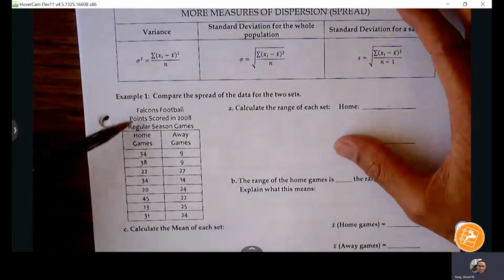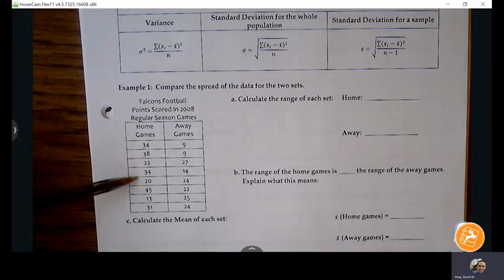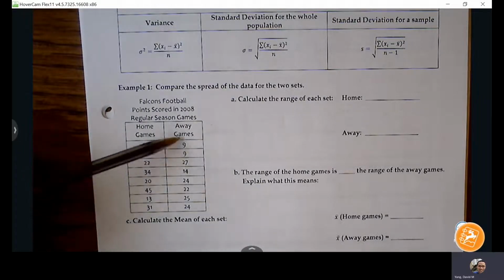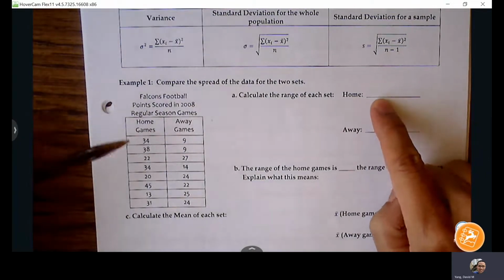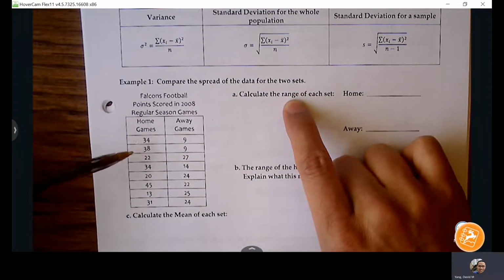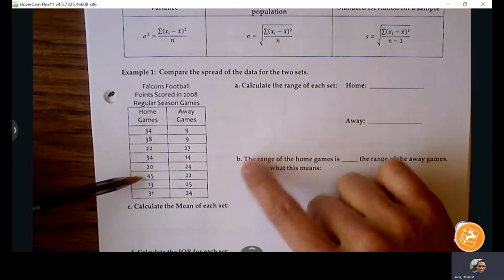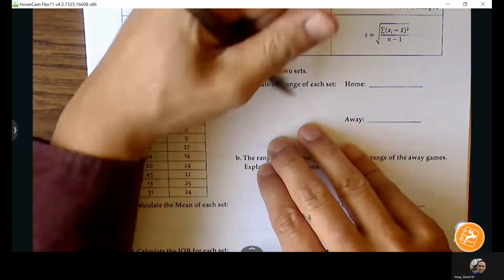Okay, so here, for example 1, we're going to compare the spread of data for 2 sets. These are the points scored by the Falcons team in 2008 in regular season games. These are the points scored in the home games, and these are the points scored in the away games. For part A, we're going to calculate the range of each set. So the range, how do we find the range again? Yeah, largest minus smallest. Okay. So we find the largest value, 45, and then we subtract.